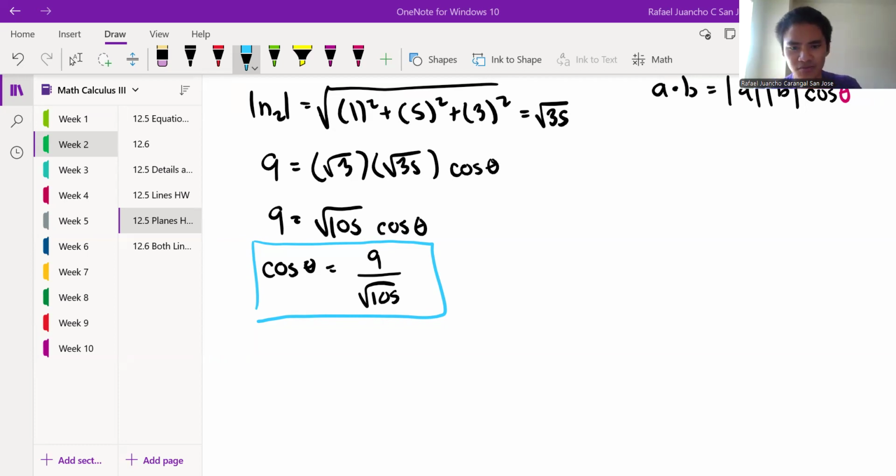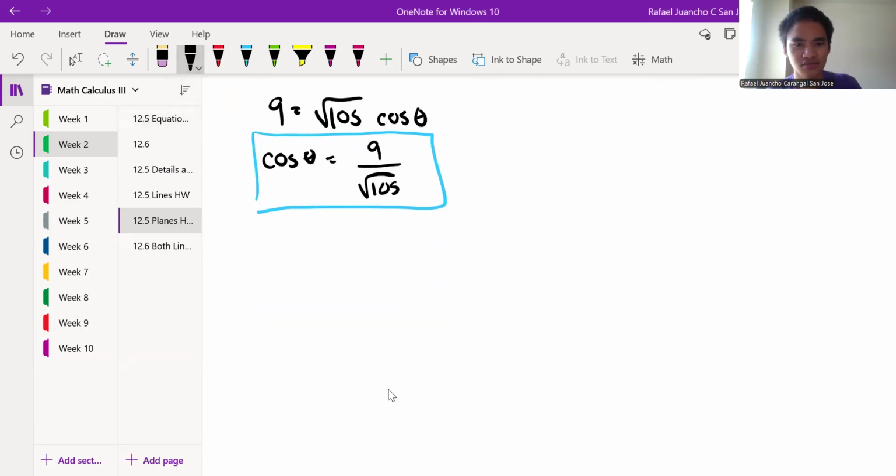Now let's do number 6. I think we have a couple more, but actually we only have like 3 more items? Yeah, we can do that. Number 6. Here we want to determine whether planes are parallel.